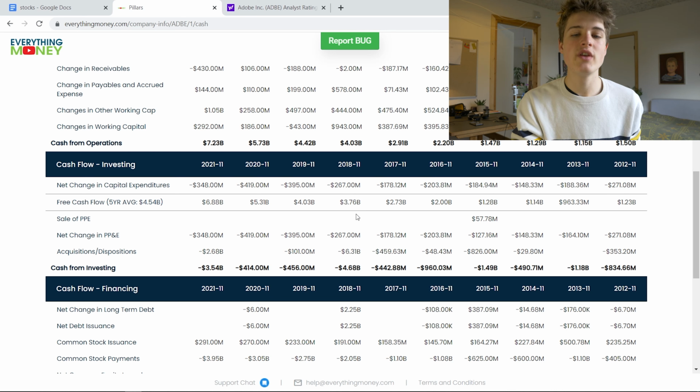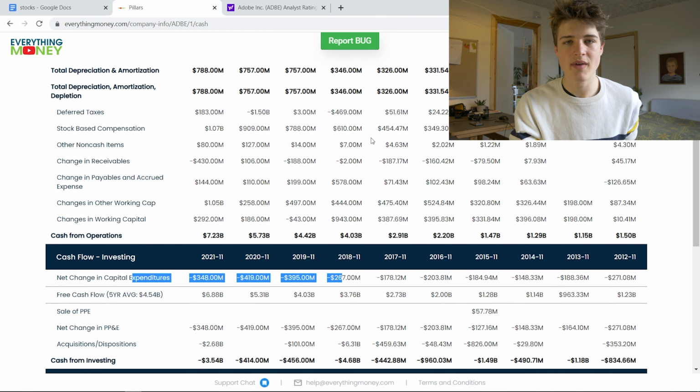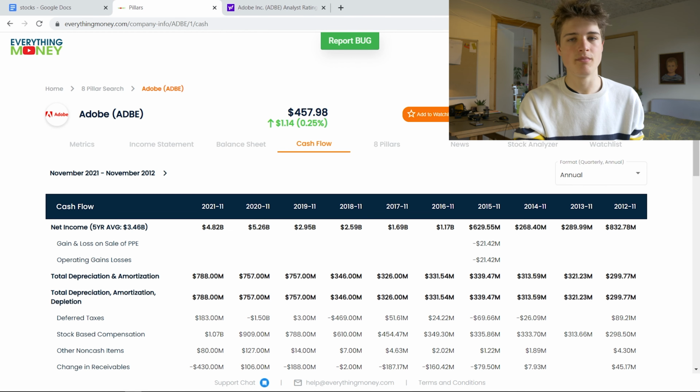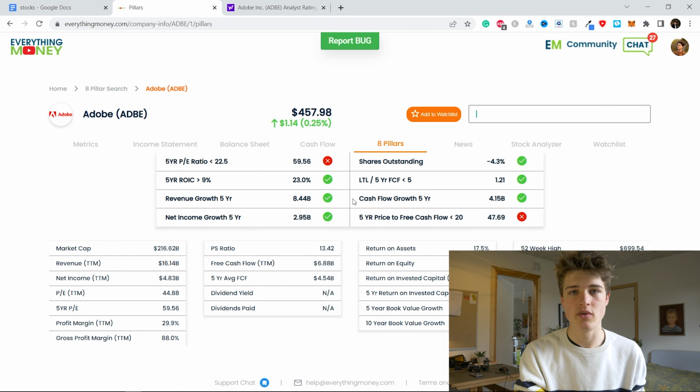We want to see their free cash flow increasing over the past 5 years. We can see it went from $2.7 billion to $6.88 billion. And the capital expenditures, which is right here, has pretty much stayed the same. They haven't really increased their capital expenditures. That means they're not investing massively into new infrastructure, new business, and also that's because it's a software business, right? They don't really have that many expenses. Like last video we looked at Intel, and Intel has just used $20 billion for a mega factory, right? So that is the kind of expenses that Adobe gets rid of because it's a software business.